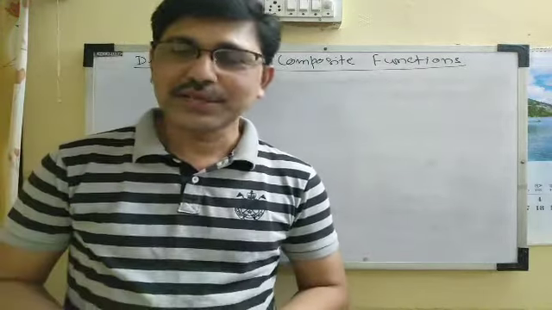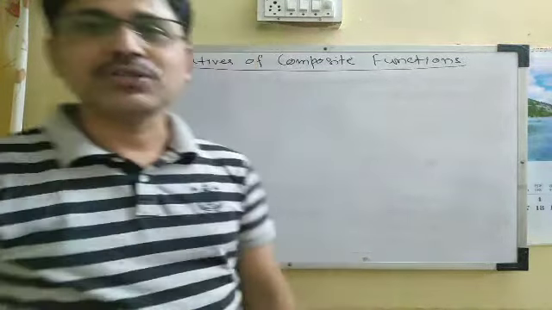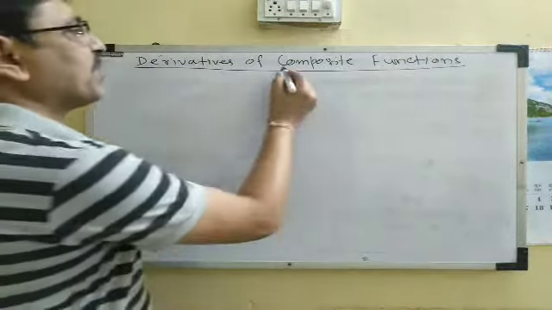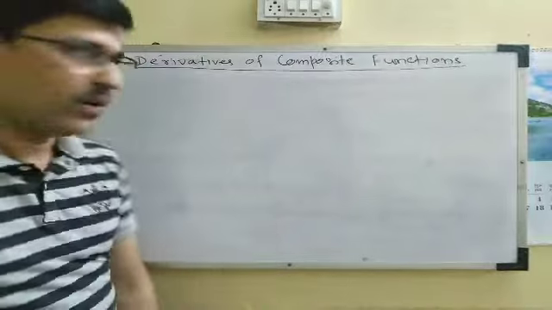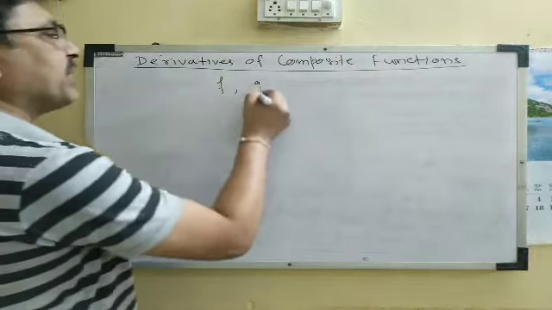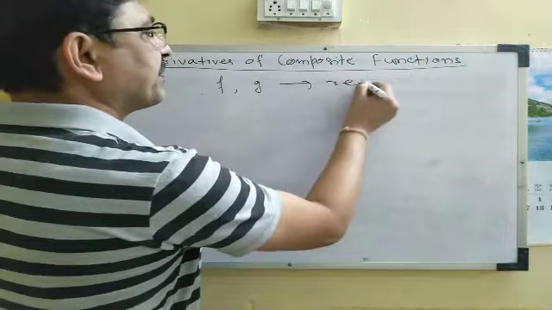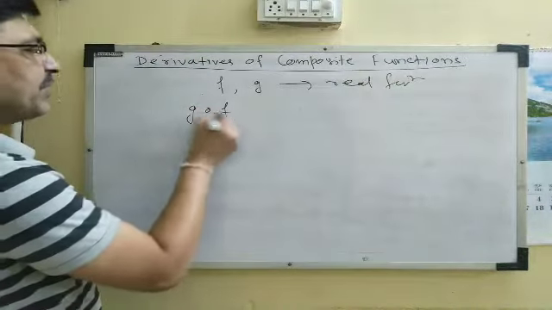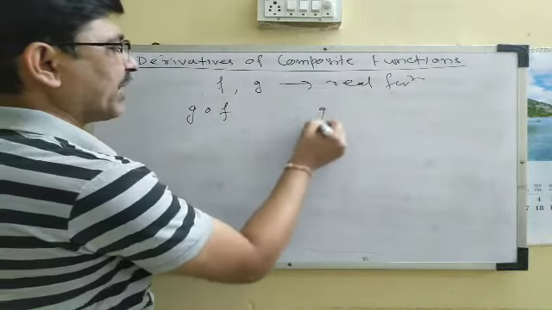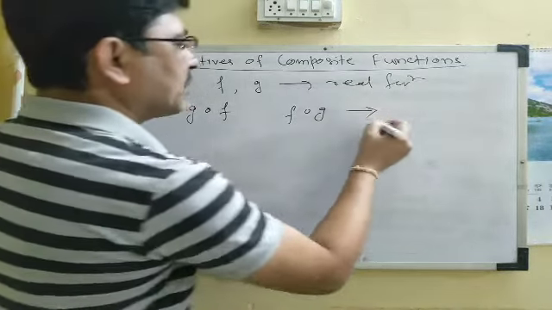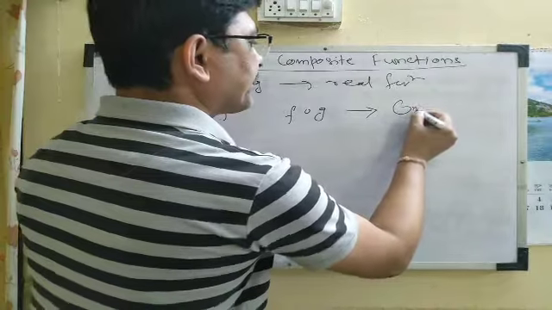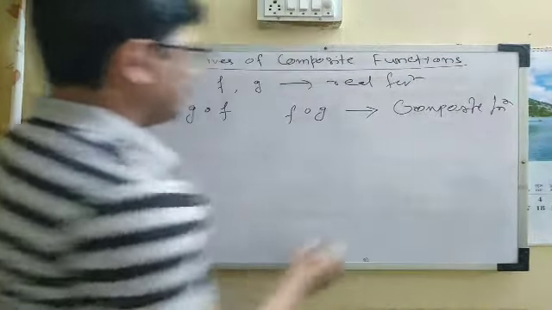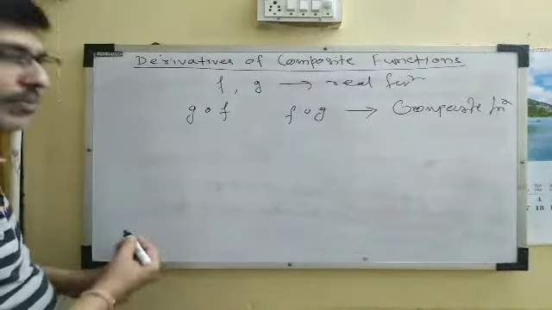Dear students, in this video we are going to discuss the derivative of composite function. So पहले ये composite function को थोड़ा सा रिकल कर लेते हैं. Okay, suppose f and g are two real functions. Then this f naught g and g naught f, these two are known as composite functions. Okay, so let us take an example of a composite function.